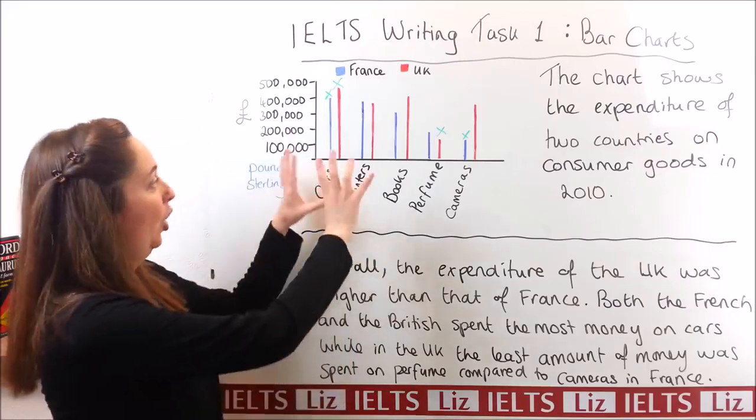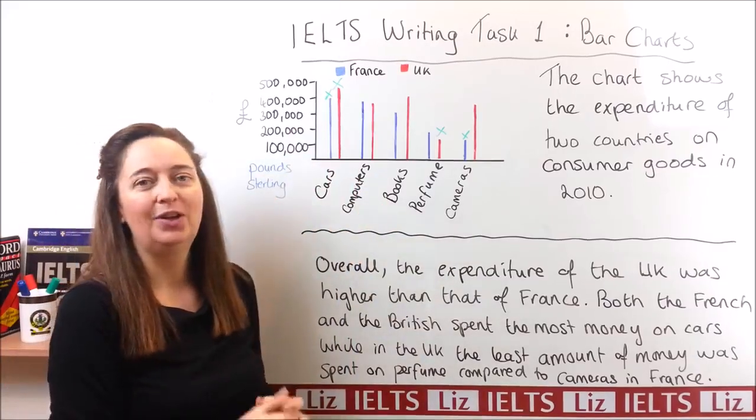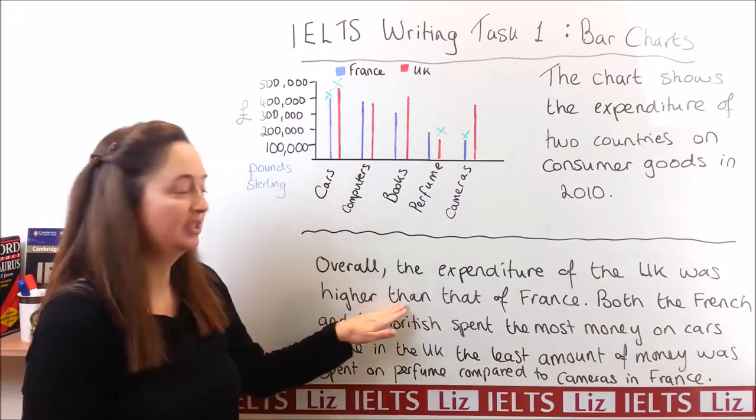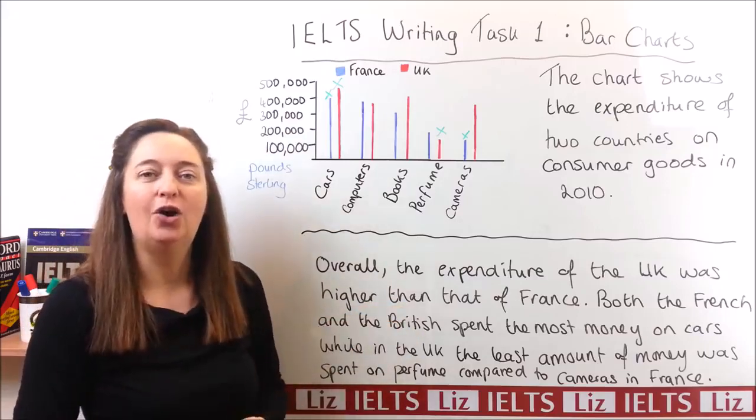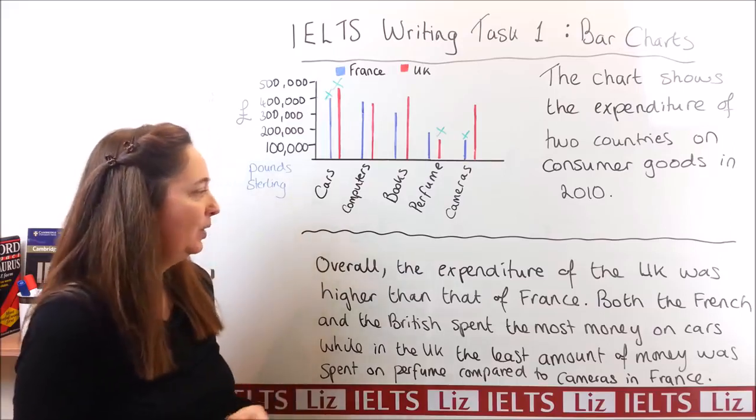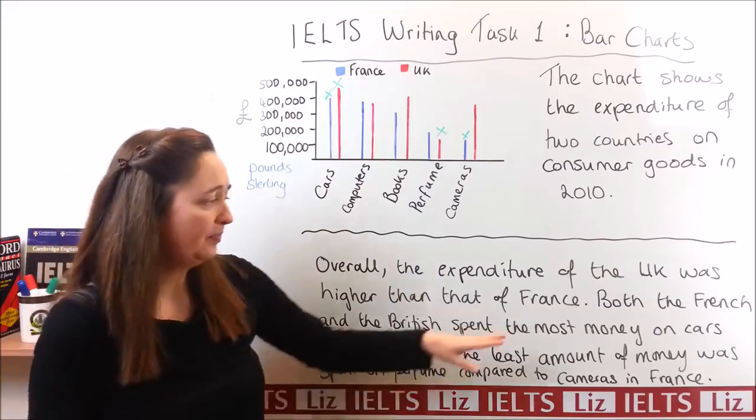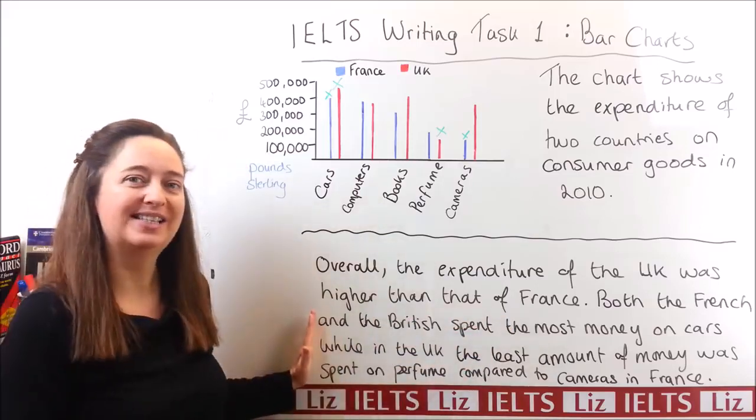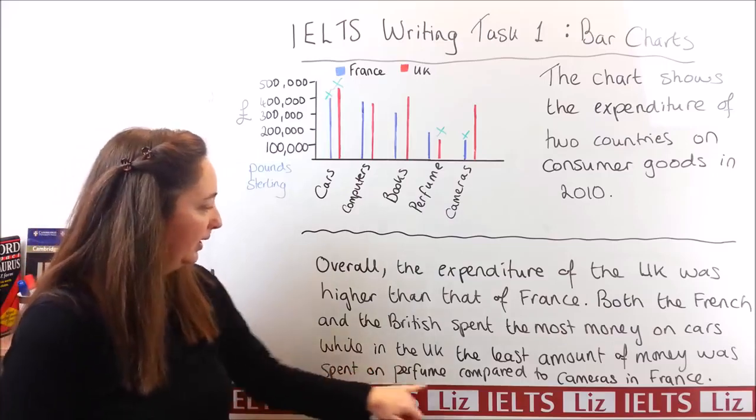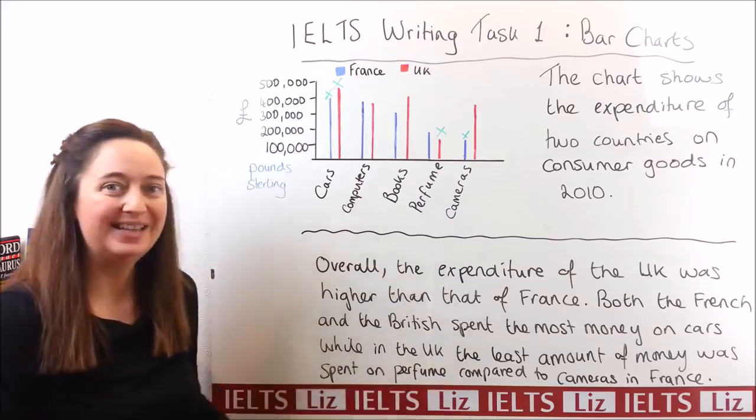Overall, so taking the whole chart together, which one was higher? And you can see we're using a comparative. Overviews usually have comparatives. Now we look at the next part. This is quite a long sentence and it's connected with two linkers. We've got while and compared to. So let's have a look.